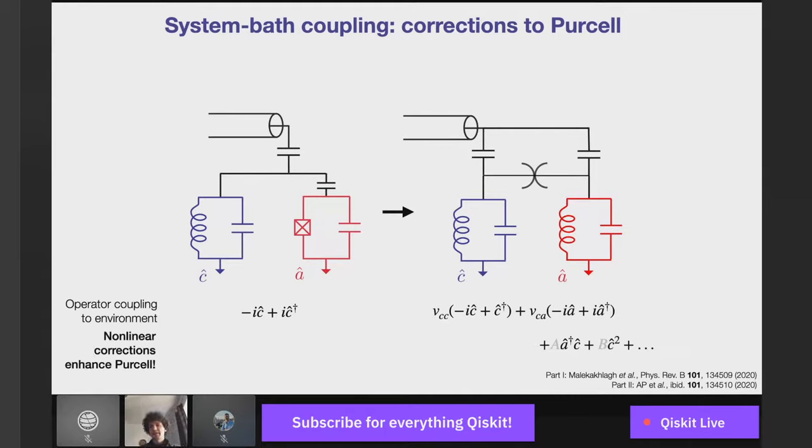But of course, there's this spider symbol, there's the nonlinearity, and because there's nonlinearity, when we work out which operator of the system actually couples to the environment, it's not going to be only this linear combination that gave us the Purcell effect. In addition to that, we're going to pick up nonlinear corrections that enhance the Purcell effect. And much of this talk is about those nonlinear corrections that enhance the Purcell, especially in the presence of drive.